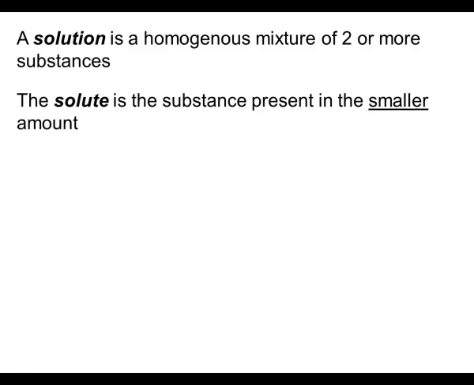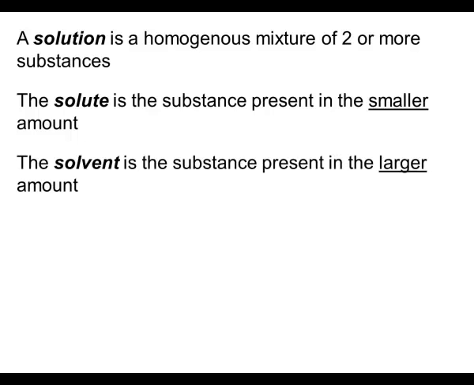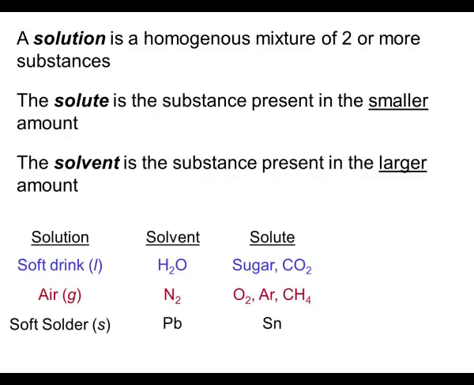A solution is a homogeneous mixture of two or more substances. The solute is the substance present in the smaller amount. The solvent is the substance present in the larger amount. Here are some common examples.